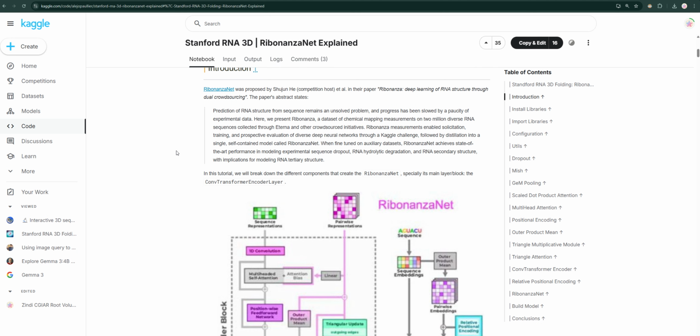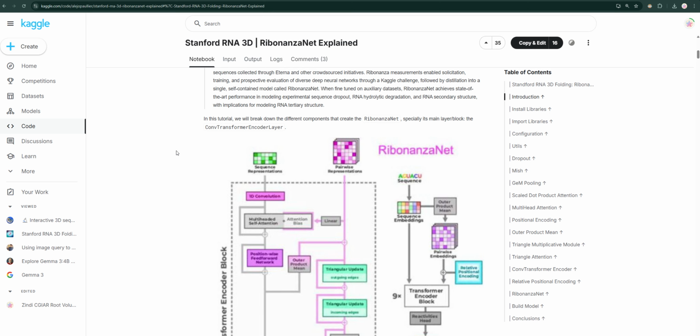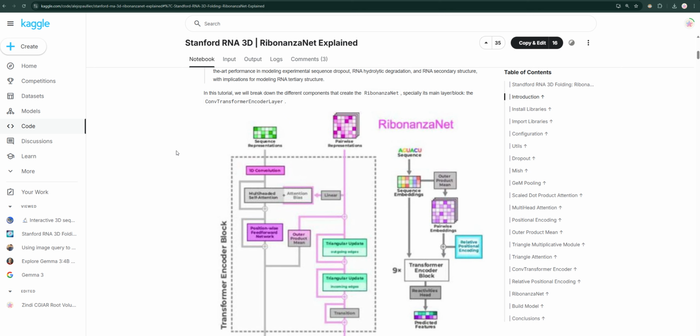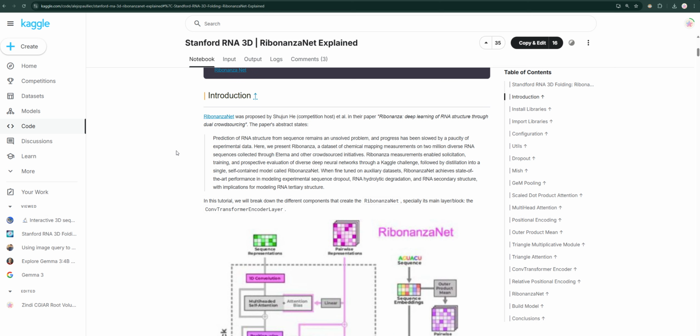The Stanford RNA 3D folding competition challenges participants to predict how RNA molecules fold in three-dimensional space based solely on their sequence. This is an incredibly important problem because RNA's function is determined by its structure. When RNA folds incorrectly, it can lead to diseases.